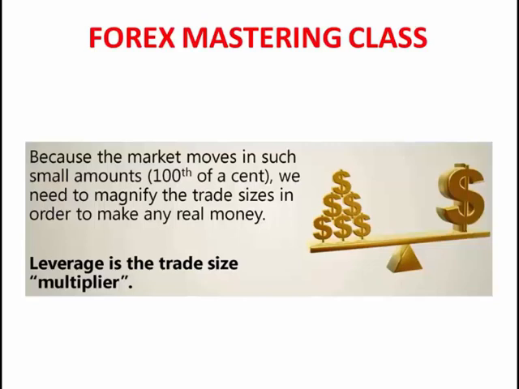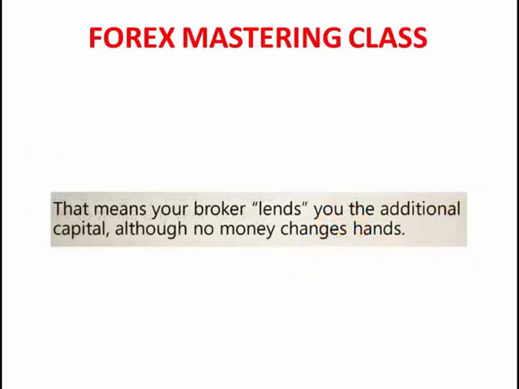Maybe you go with $10, you can go with 100 leverage. So when you go with 100 leverage, you'll be trading as if you have $1,000, and the profit you make will be in that value and not in the $10 that you put in. The same thing goes with the loss. If you make a loss, it goes in that value also. That means your broker lends you the additional capital, although no money changes hands. You have $100 with you, but you can be trading as if you have $10,000. So the broker is lending you that money, but no money is actually changing hands.